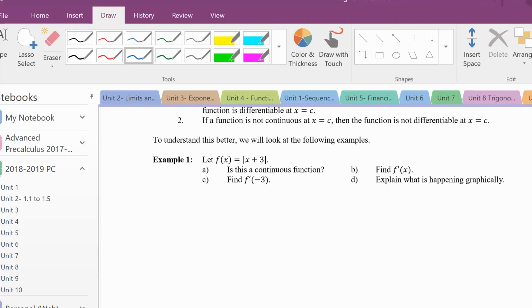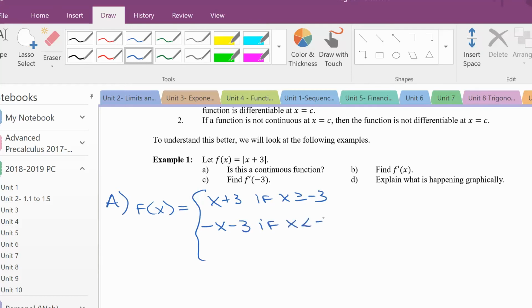So f of x equals the absolute value of x plus 3. For part A, let's make the piecewise function. The piecewise function here would be x plus 3 if x is greater than or equal to negative 3, and negative x minus 3 if x is less than negative 3. So if you look at that, to answer that question, yes, it is continuous. So that means it could be differentiable. But let's find the derivative.